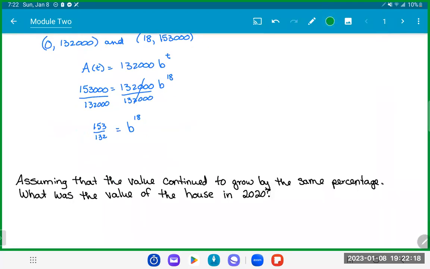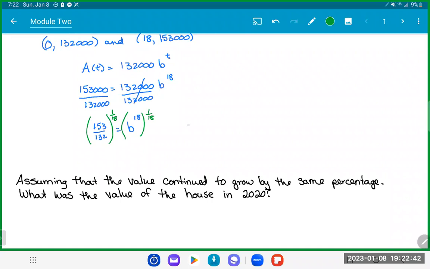Okay. So when we want to get rid of B to the 18th power, we can raise it to 1 over 18. But whatever you do to the right-hand side, you also have to do to the left-hand side. And so we get this 153 divided by 132 raised to the 1 over 18.